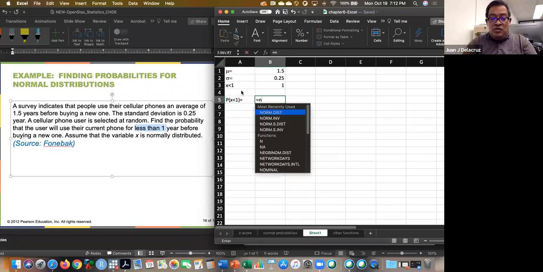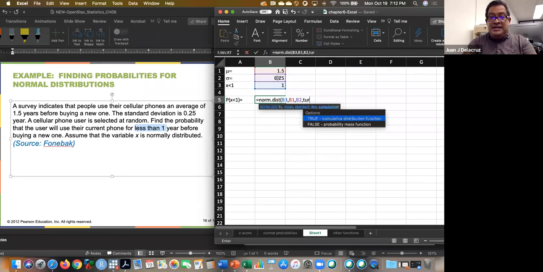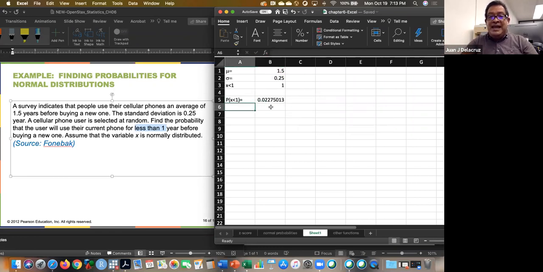Remember, we did the norm dot dist. I open the parentheses. This is 1 year. The mean is 1.5. The standard deviation is going to be 0.25. And the cumulative, remember, is true, because I want the cumulative area, right? That's going to be the area under the curve.